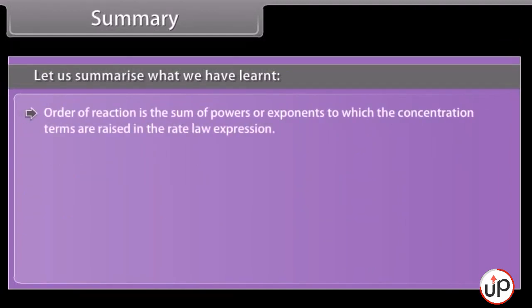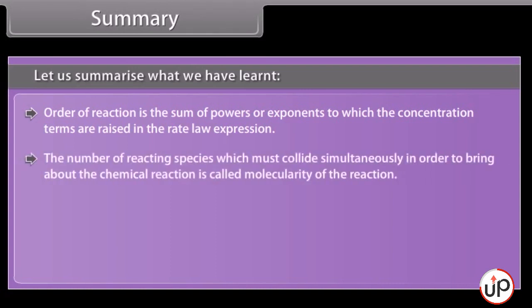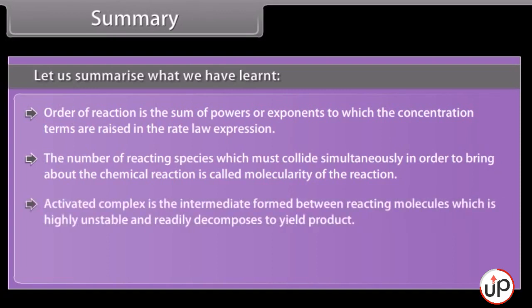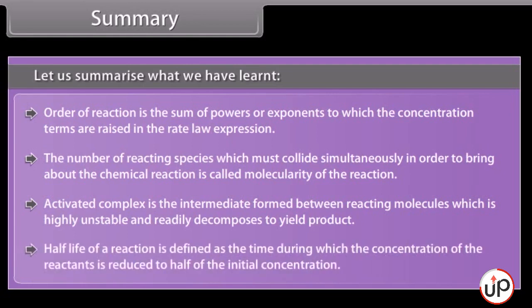Order of reaction is the sum of powers or exponents to which the concentration terms are raised in the rate law expression. The number of reacting species which must collide simultaneously in order to bring about the chemical reaction is called molecularity of the reaction. Activated complex is the intermediate formed between reacting molecules which is highly unstable and readily decomposes to yield product. Half-life of a reaction is defined as the time during which the concentration of the reactants is reduced to half of the initial concentration.